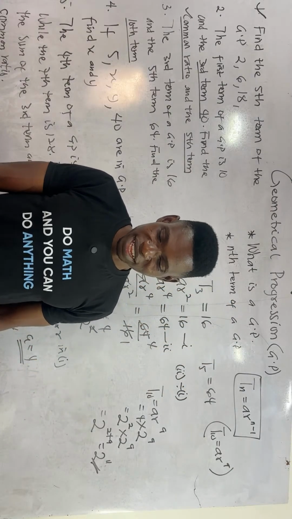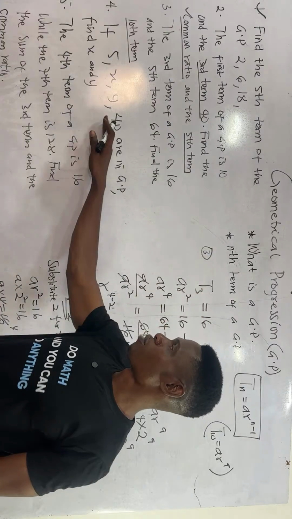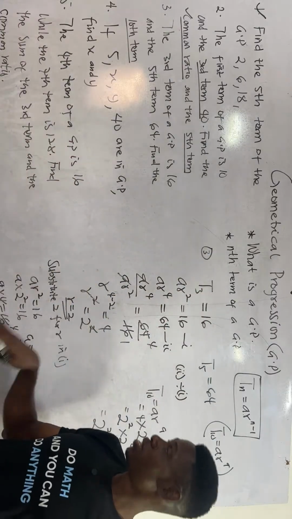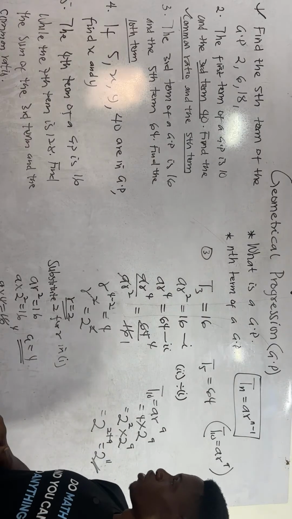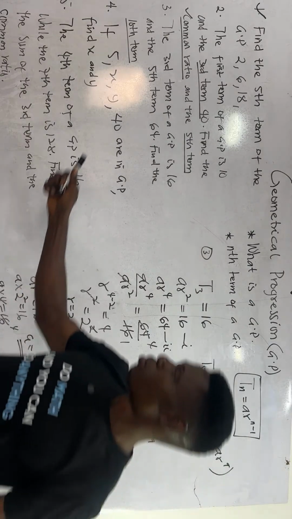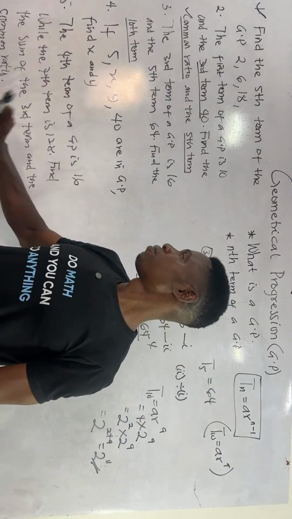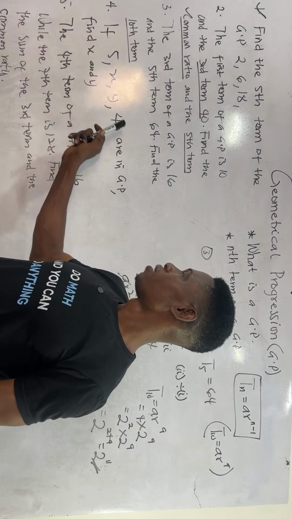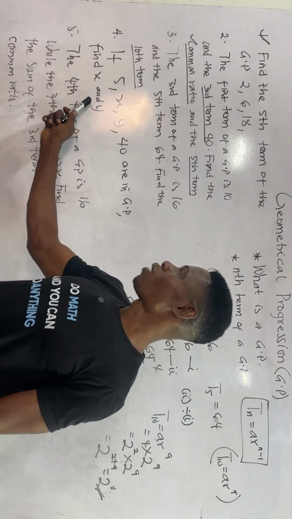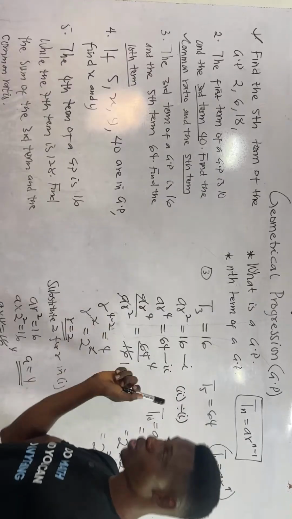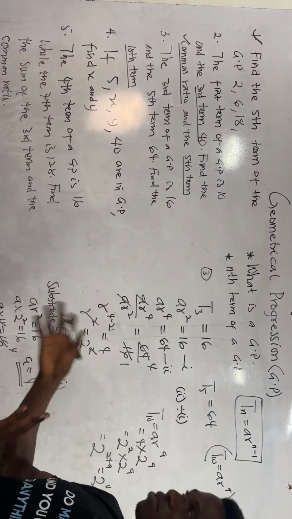Yeah. So we're moving to number 4. So if you want to write quickly. But remember, I will leave the video on the channel so you can always watch it again. So let's look at number 4 now. It says if 5, x, y, 40 are in geometrical progression, find x and y. Now, what we're doing now is similar to what we've just done, presented in a different way.